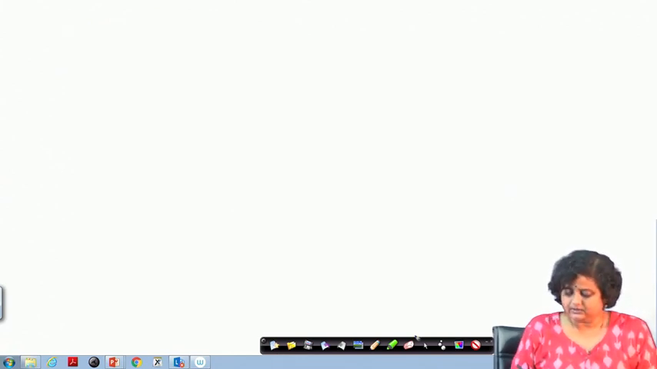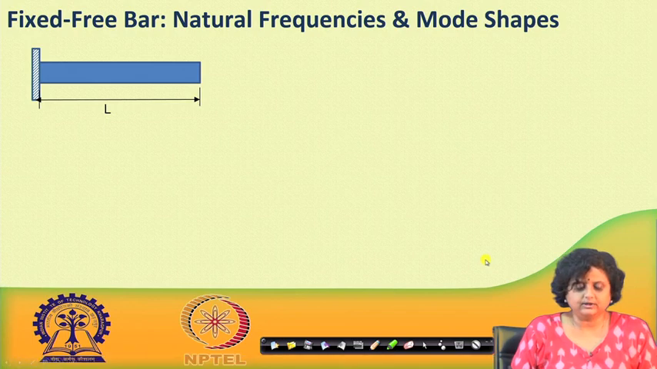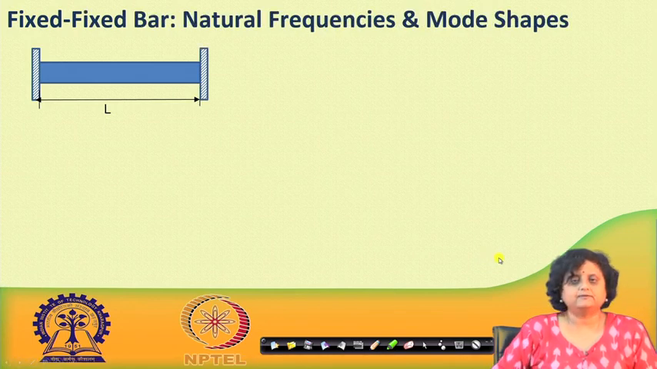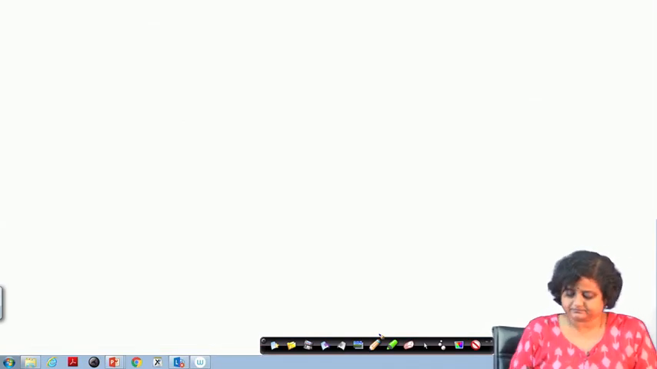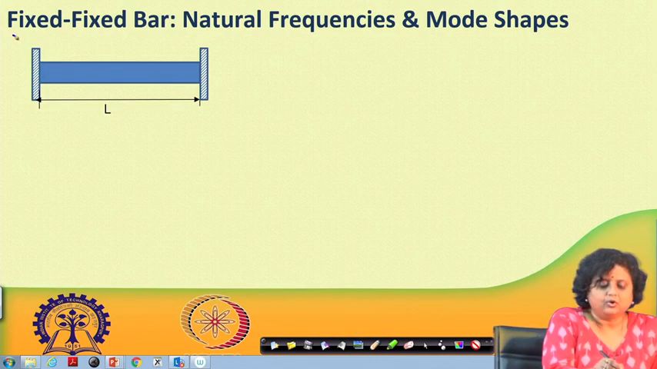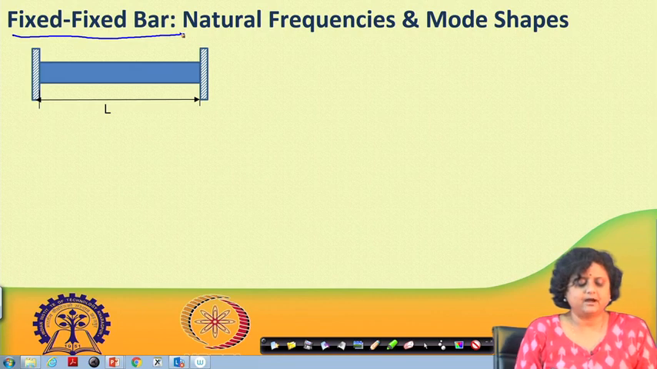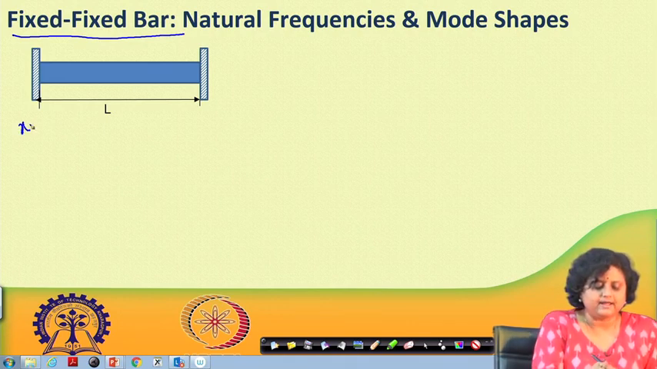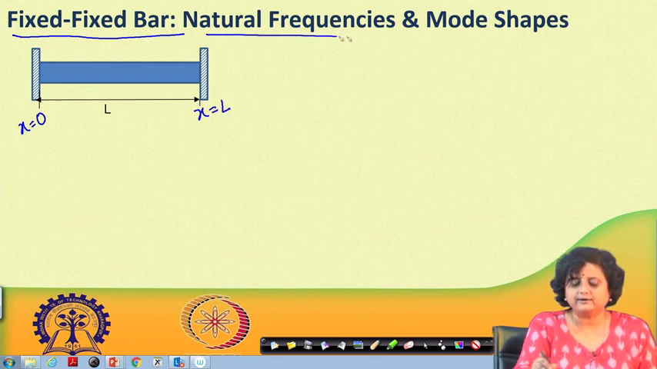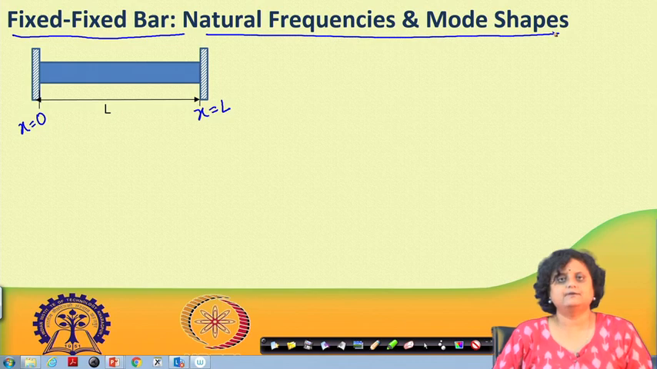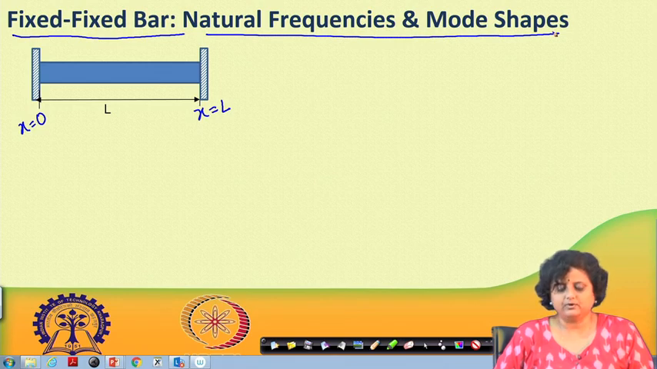Okay. So, let me get into the next example where we have a fixed bar. Unlike the previous example, here both the ends, x equal to 0 and x equal to L, are fixed, and we will try to find out the natural frequencies and mode shape of this bar with the given boundary condition.